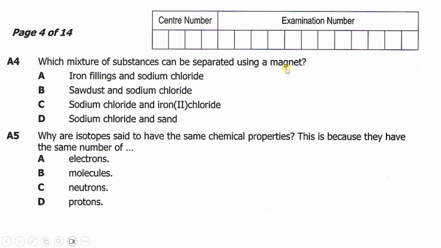Okay, so the separation technique that uses magnetism depends on substances that have magnetic properties and can be attracted. So when we look at these, only iron filings have magnetic properties. So if you mix iron and sodium chloride, which is actually salt, it is very possible that these can be separated, because iron filings can be attracted to the magnet while sodium chloride cannot. So the correct answer is A here.